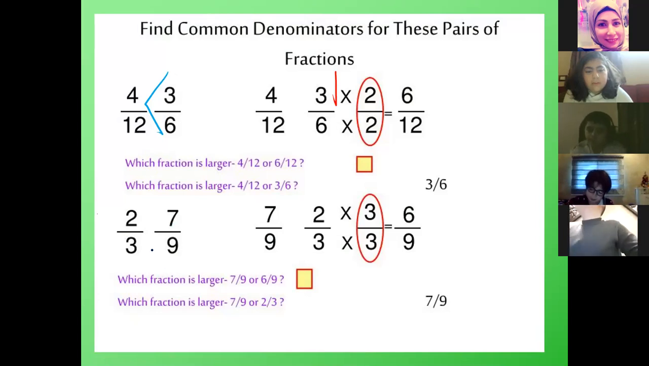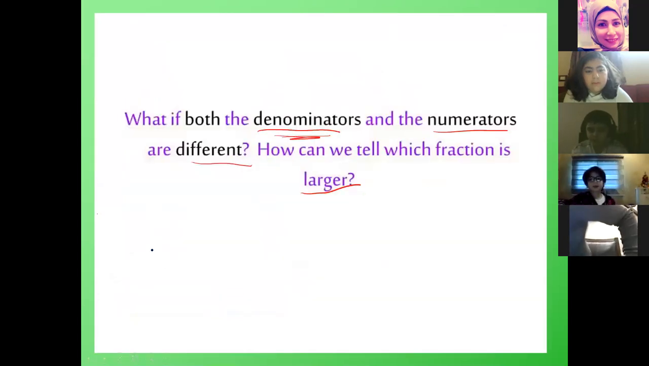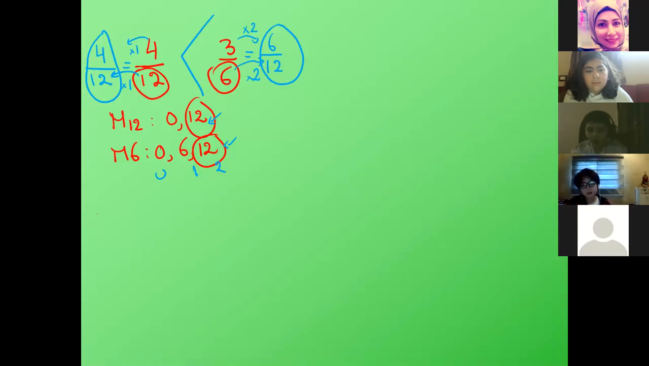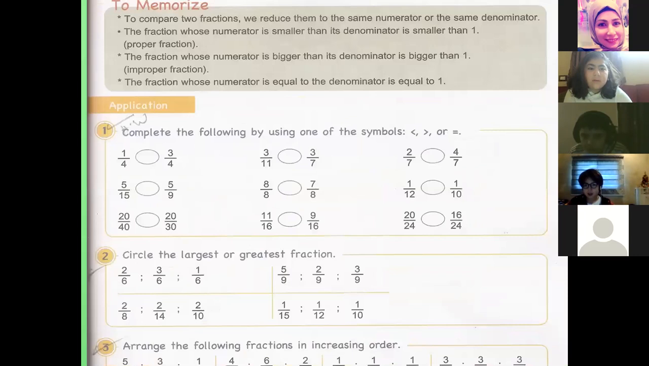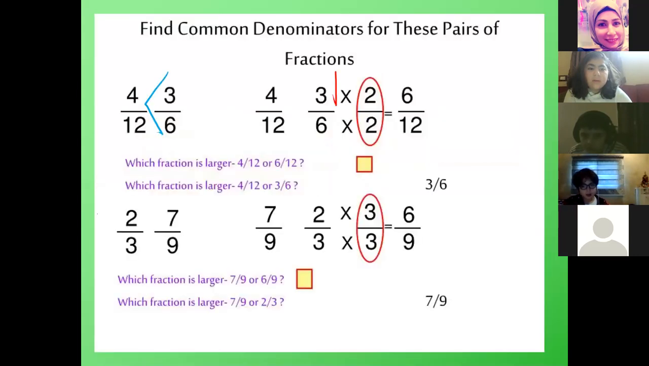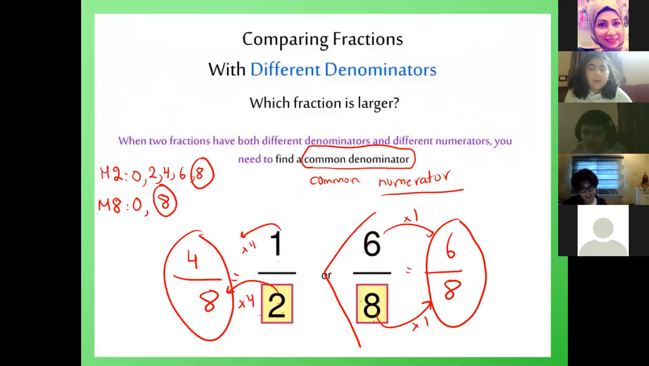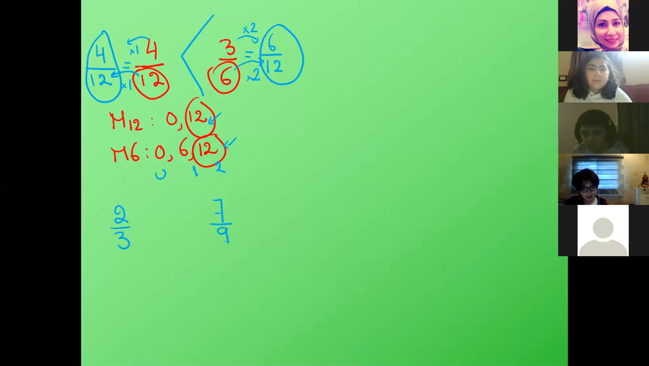2/3 and 7/9, on a draft paper. When you press H, you will have a draft paper on your PowerPoint. H? Yes. Okay, I will see it. Wait, let me. Okay. No, I don't know. Oh my God.